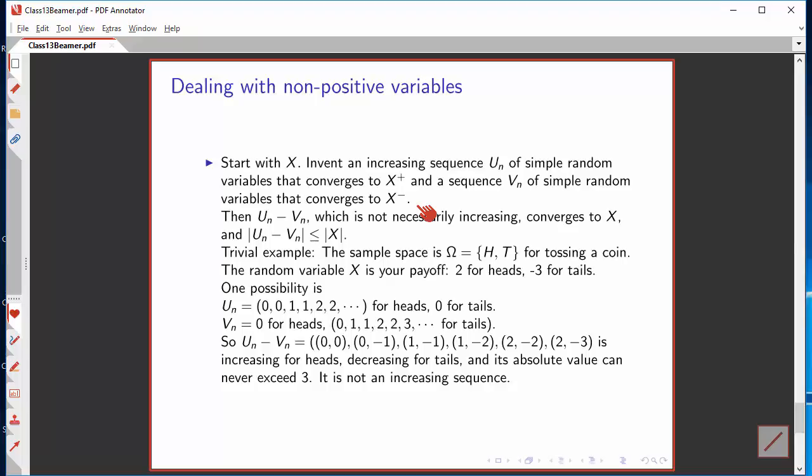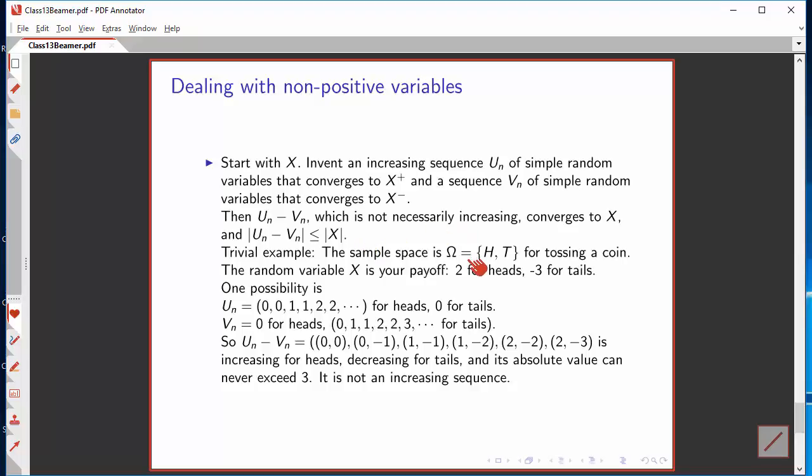Given an unbounded variable, we try to write it as a sequence of bounded variables, and more generally, given any random variable, we try to write it as the limit of a sequence of simple random variables. Then if we look at u sub n minus v sub n, which it turns out is not necessarily increasing, but it does converge to x, and the absolute value is less than or equal to the absolute value of x. Here's a trivial example which will introduce you to this complication.